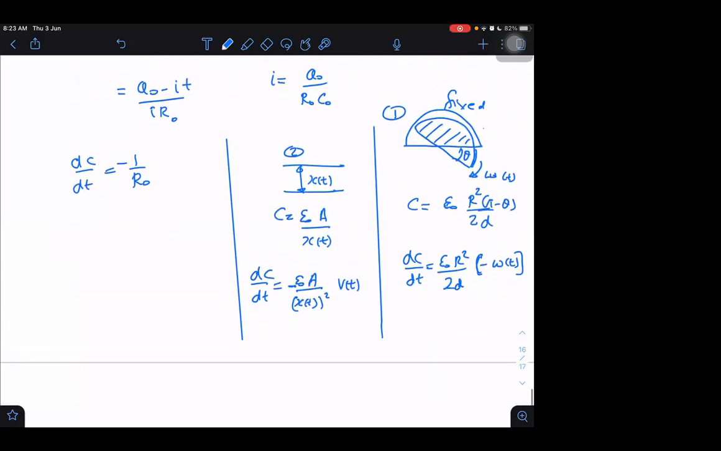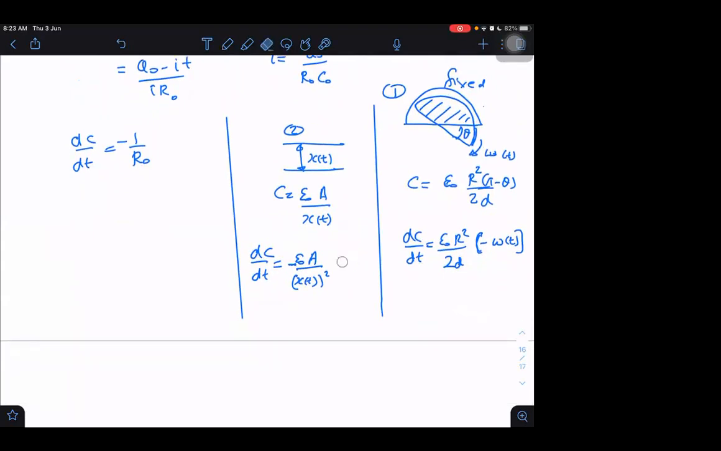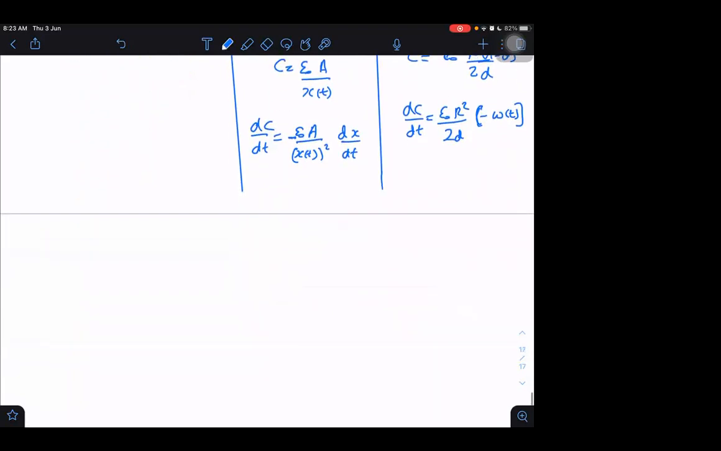Keeping v(t) as dx by dt and integrating. Yes, v(t) we have to keep as dx by dt. I think dt will cancel. We can start integrating. Let me integrate from here. I'm taking this side. What we get? dC is equal to minus epsilon naught A into dx by x square, integral limits C naught to C.